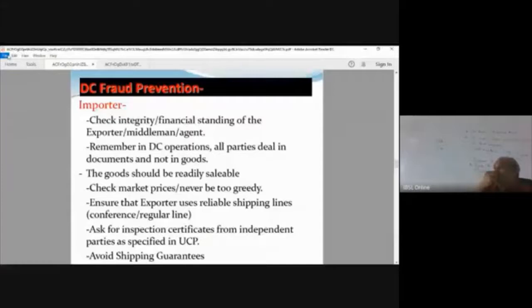Okay, right now, DC fraud prevention. Importer, you have to check the integrity and financial standing of the exporter, or the middleman or the agent. Remember, in DC operations all parties deal in documents and not in goods. Very important. Then the goods should be readily saleable. Things like bitumen are not readily saleable, right? Check market prices. Never be too greedy. Check market prices, never be too greedy.